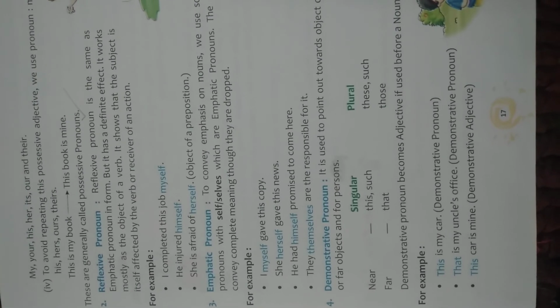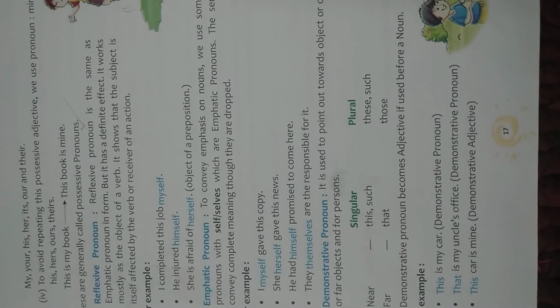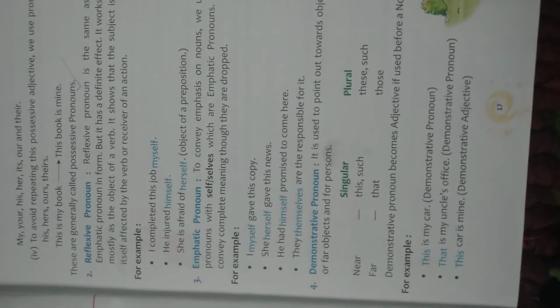Number 4 is demonstrative pronoun. It is used to point out towards a subject or object, near or far, for things and for persons. A demonstrative pronoun is that which points particularly towards the object. Object means the thing, right? Like, that ball is far from me, this ball is near to me. Far, near, like that.